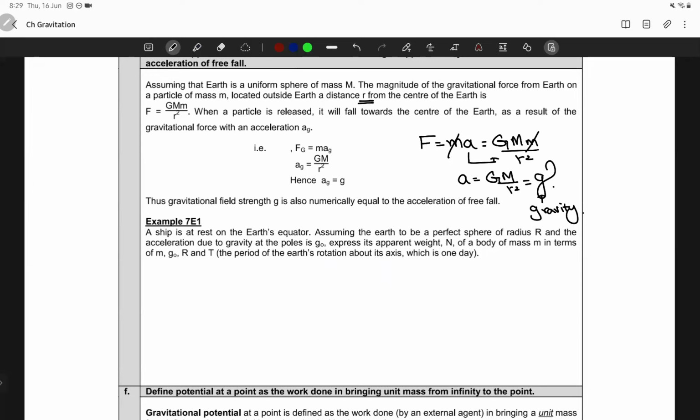So what happens is that at the equator and at the poles, the acceleration of gravity varies because the distance from the center of the Earth is different, right? At the poles, the distance increases, and hence the force of gravity will decrease. But at the equator, the distance is fixed, which is the radius of the Earth, and so the force of gravity increases. Sorry, can you repeat? Can you explain it one more time, sir?